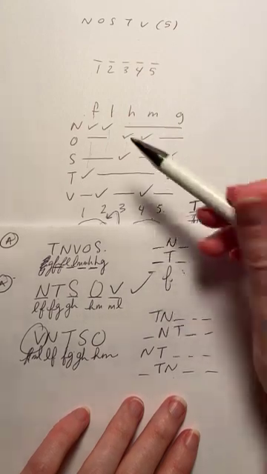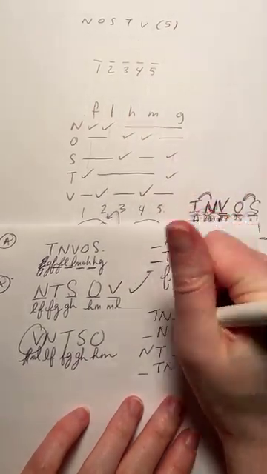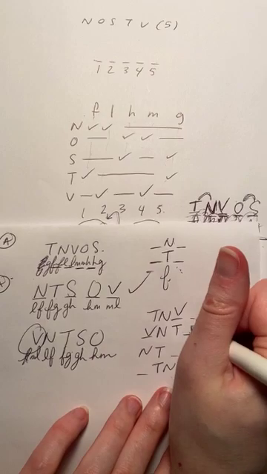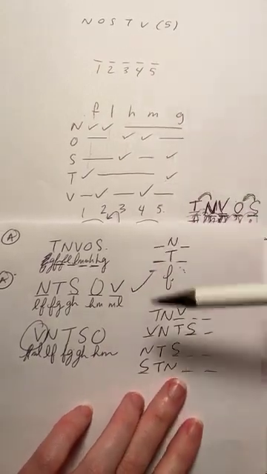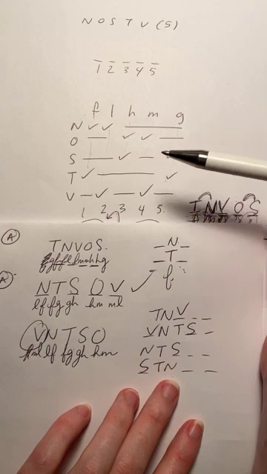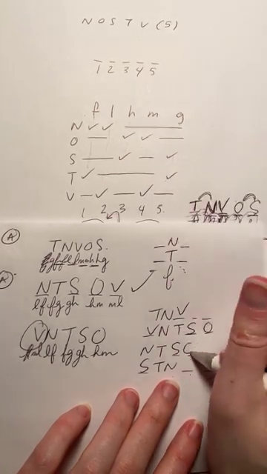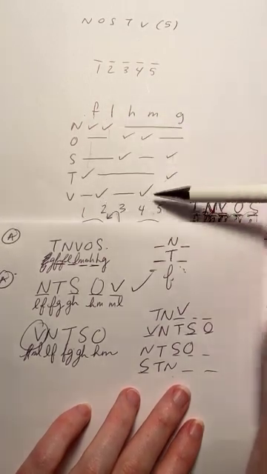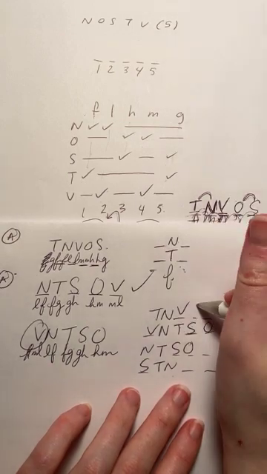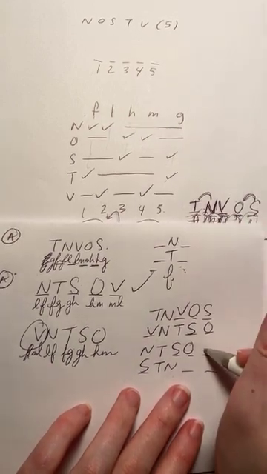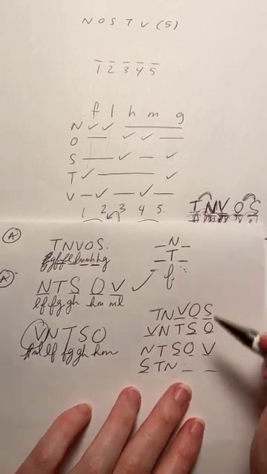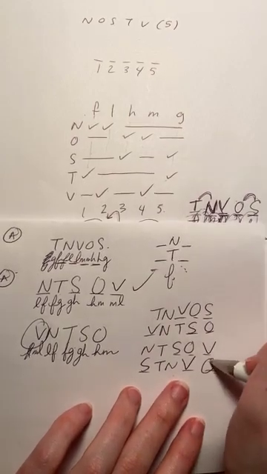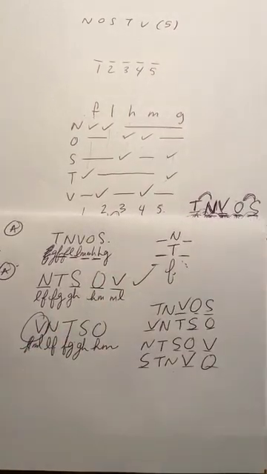So N shares one in common with T, but also one in common with V. T shares one in common with N, but then also one in common with S. Right? S has one in common with T and one in common with O. V has one in common with N, but also one in common with O. And then S would be left over here. V is left over here. N shares one in common with V, right? And then the other one in common with O. So those would be the options.